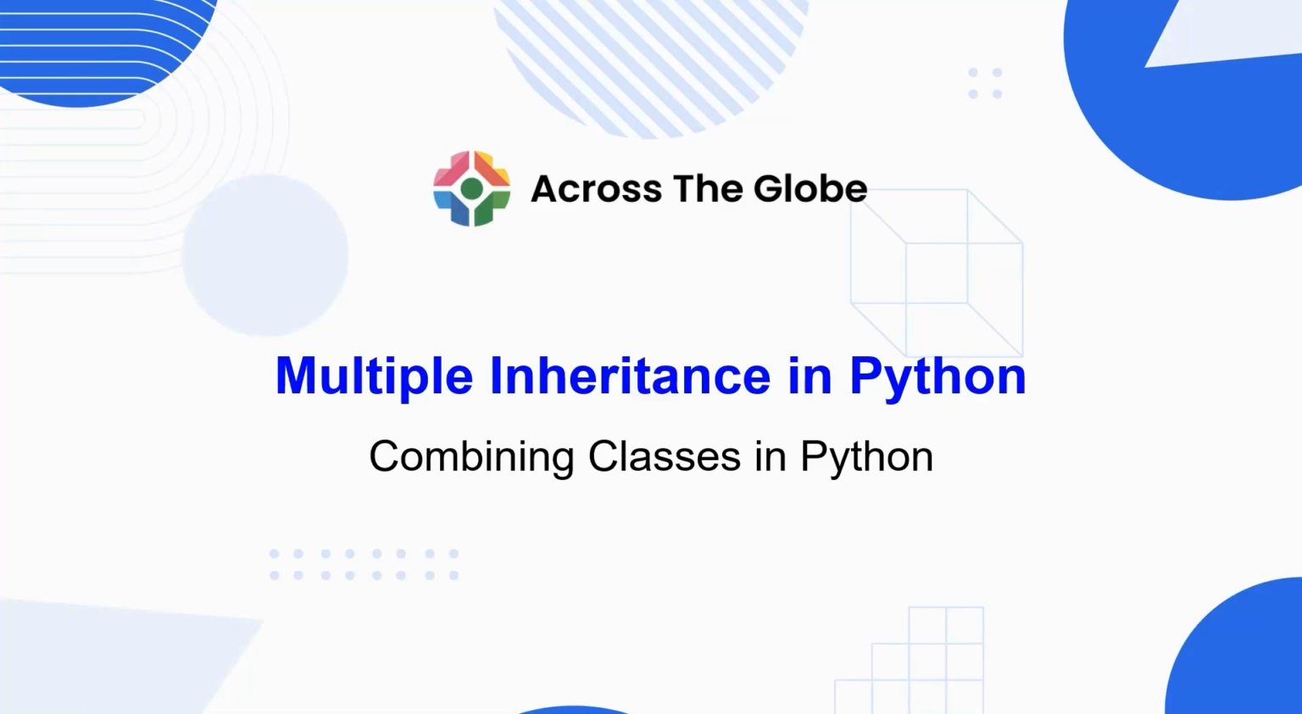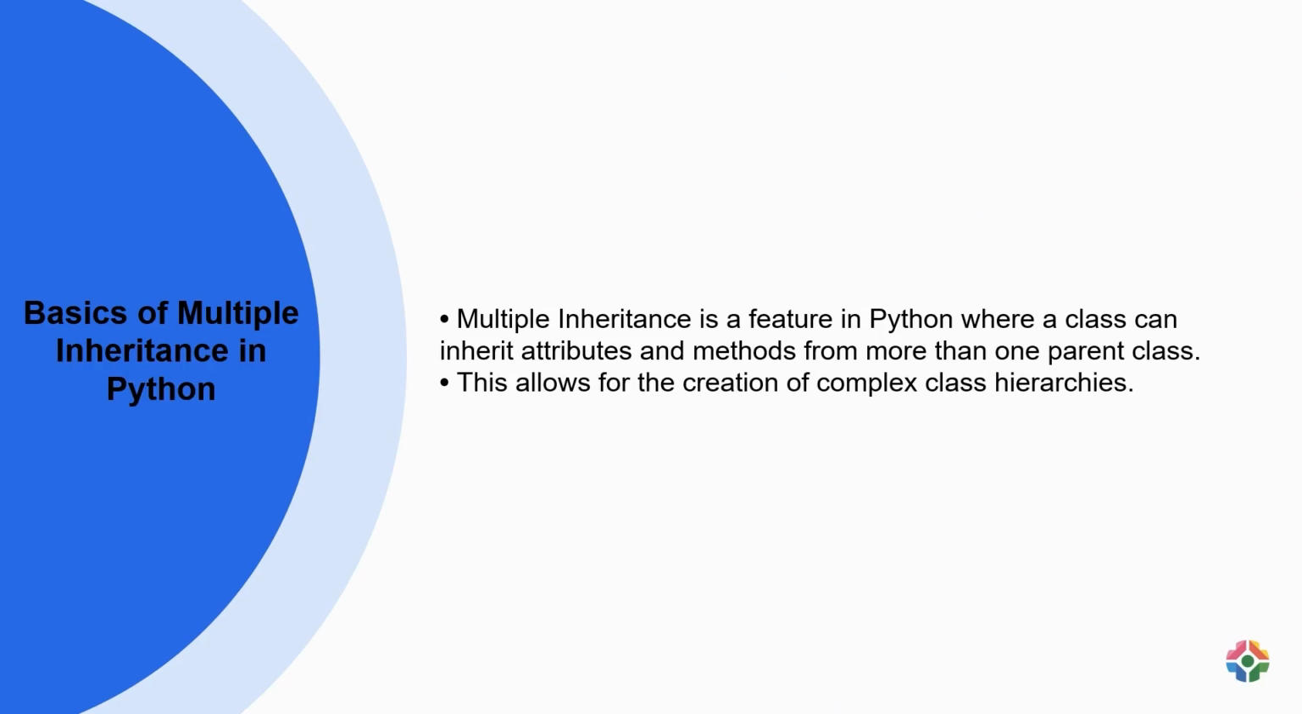Today, we will learn about multiple inheritance in Python. Multiple inheritance, a feature in Python, enables a class to inherit attributes and methods from multiple parent classes. It facilitates the formation of intricate class hierarchies, resulting in more versatile and modular code structures.